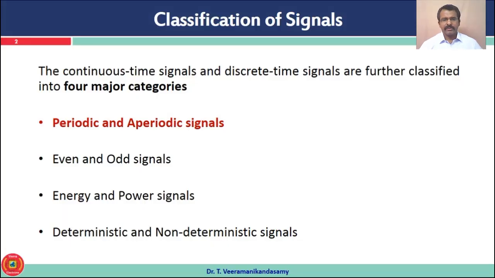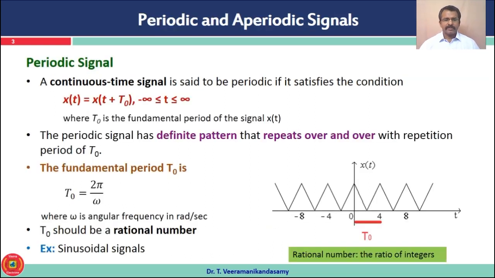First of all, we should know the classification of signals. In my previous lecture, I talked about continuous time signals, discrete time signals, and digital signals. Both continuous time signals and discrete time signals can be further classified into four major categories. They are periodic and aperiodic signals, even and odd signals, energy and power signals, and deterministic and non-deterministic signals. Here we will see about periodic and aperiodic signals.